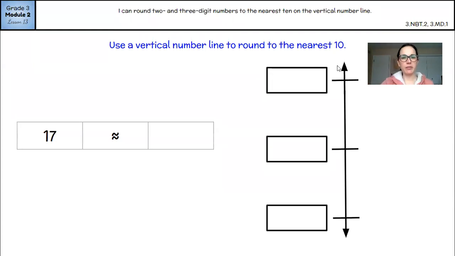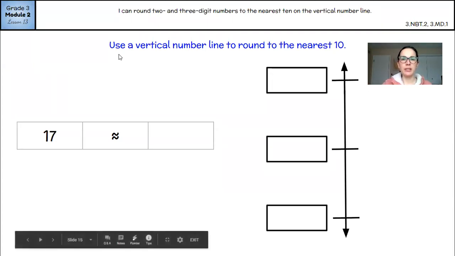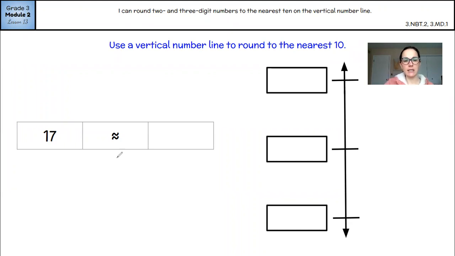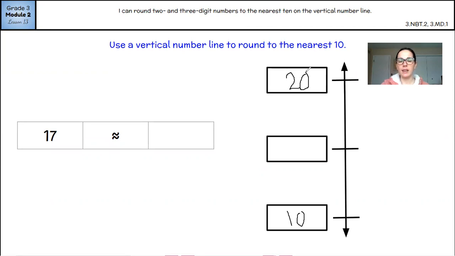All right, use a vertical number line to round to the nearest 10. Now we have the number 17. Let's think about what 17 comes between when we're counting by tens. 0, 10, no, it doesn't come in between those two. 10, 11, 12, 13, 14, 15, 16, 17. Yep, it comes between 10 and 20. And remember, when we think of halves of tens, we know that those end in 5s. So halfway between 10 and 20 is 15.